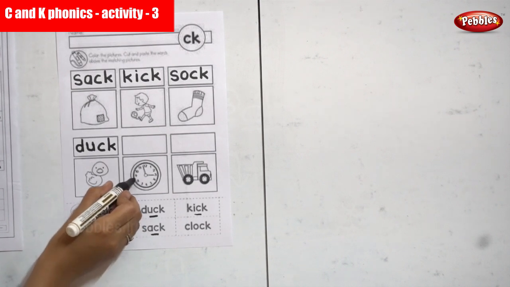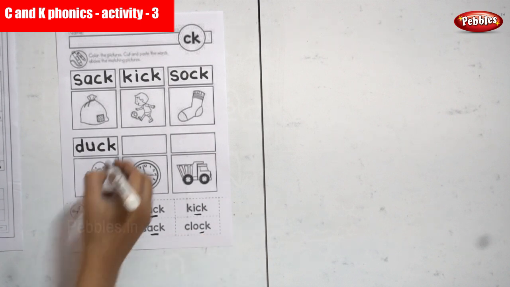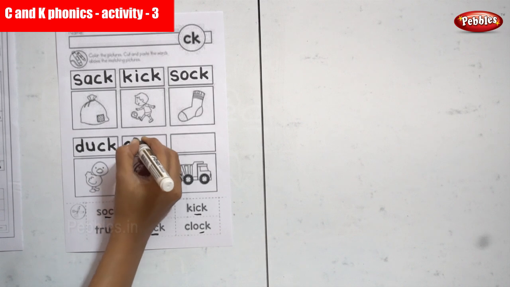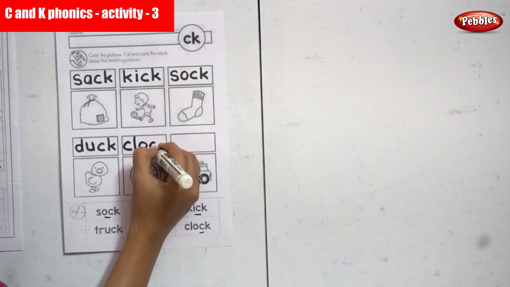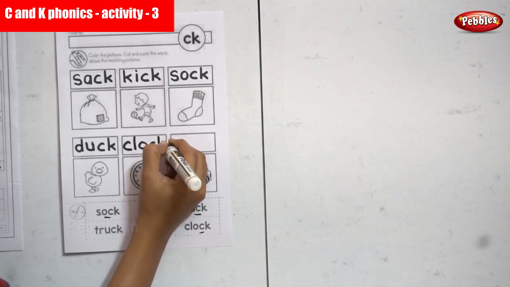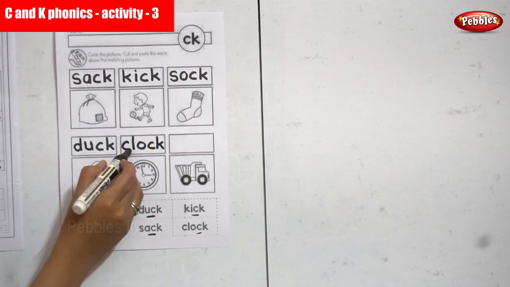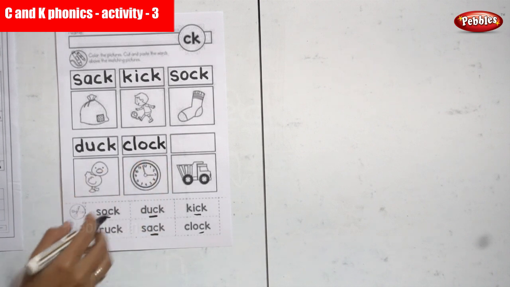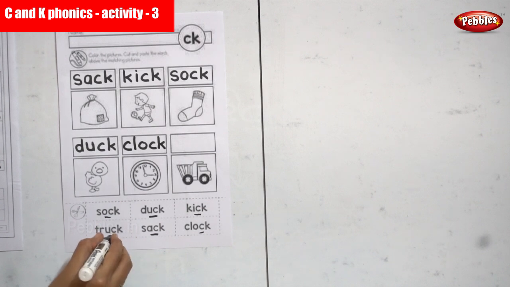Now next, correct, it's clock. Shall we write clock over here? C, L, O, C, K, clock. C L O C K, clock. Now your last one, what is this? It's a truck.